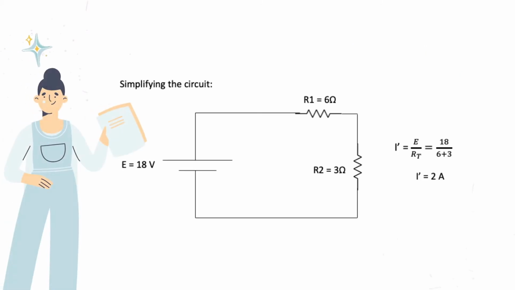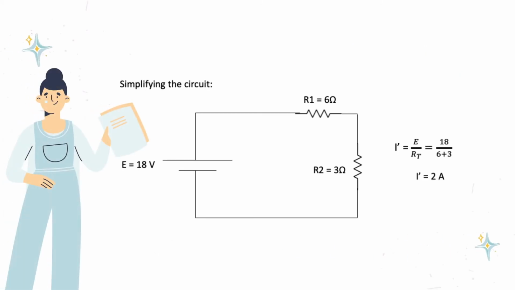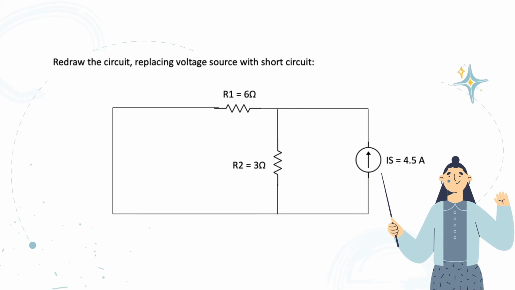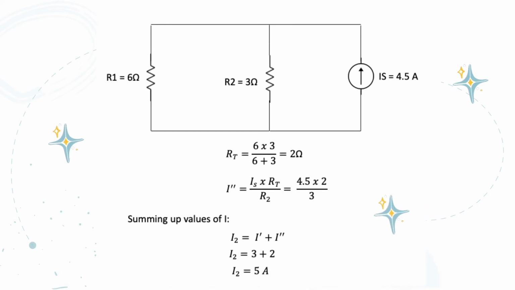Apply Ohm's law to determine I prime, where I prime equals the source voltage divided by the total resistance, which is 18 divided by 6 plus 3, which equals 2 amps. 3. Repeat step 2 for the current source by replacing the voltage source with a short circuit and calculate the unknowns, whereby I double prime equals the current source times the total resistance divided by resistor 2. That is 4.5 times 2 divided by 3, which equals 3 amps. 4. Sum the values of I, where I2 equals I prime plus I double prime, which is 3 plus 2, which equals 5. And that's the solution for example 1.